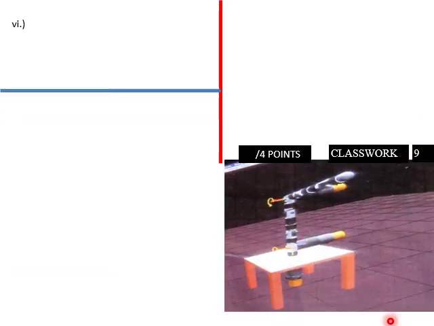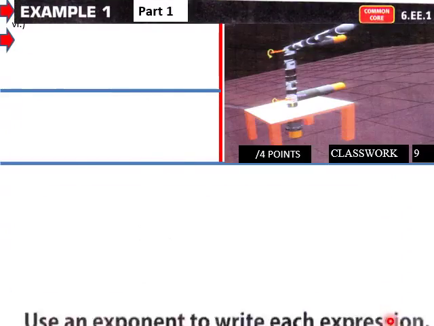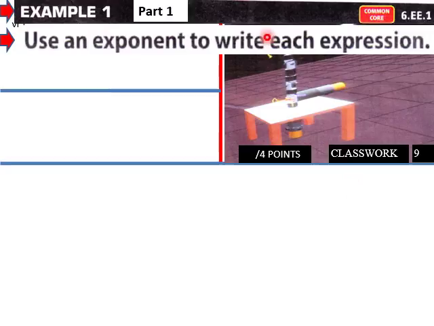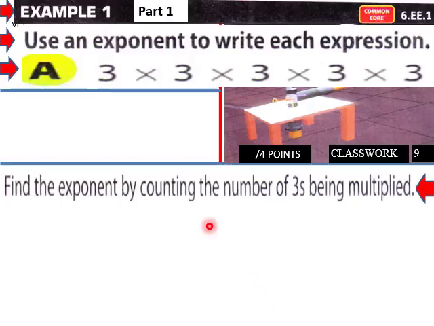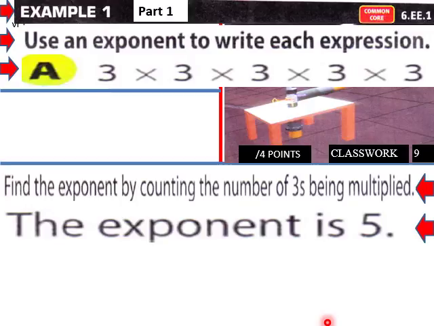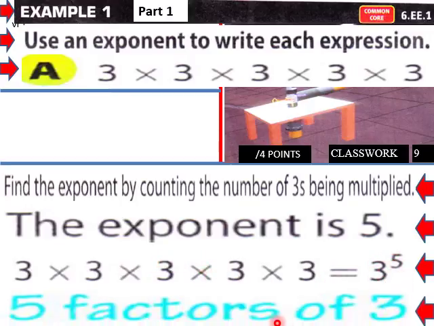Classwork, page 9. Example 1, part 1. Use an exponent to write each expression. 3 times 3 times 3 times 3 times 3. How would you write that using an exponent? Find the exponent by counting the number of 3's being multiplied. The exponent would be 5 because there are 5 3's. So it would be 3 to the 5th power, 5 factors of 3.